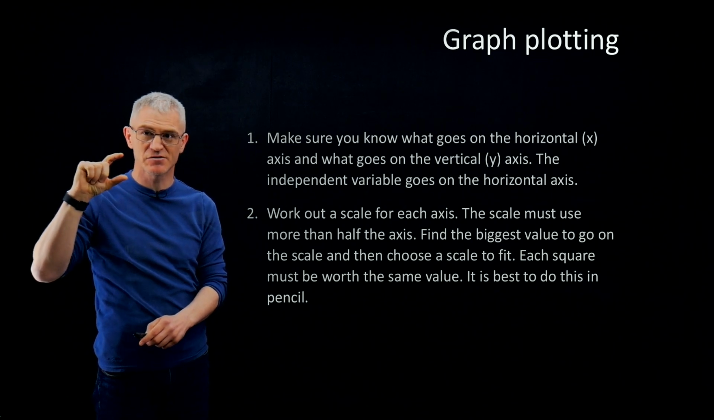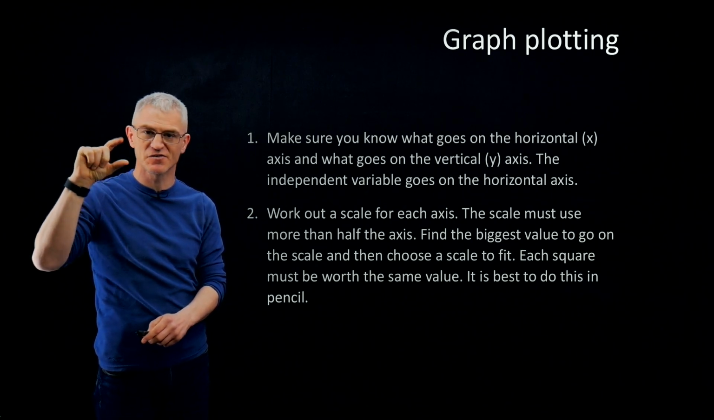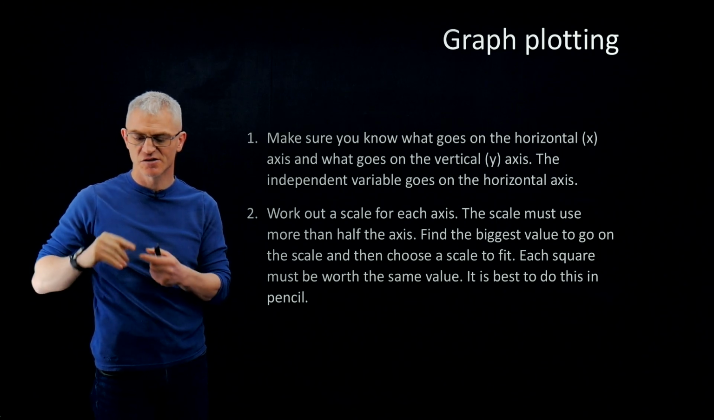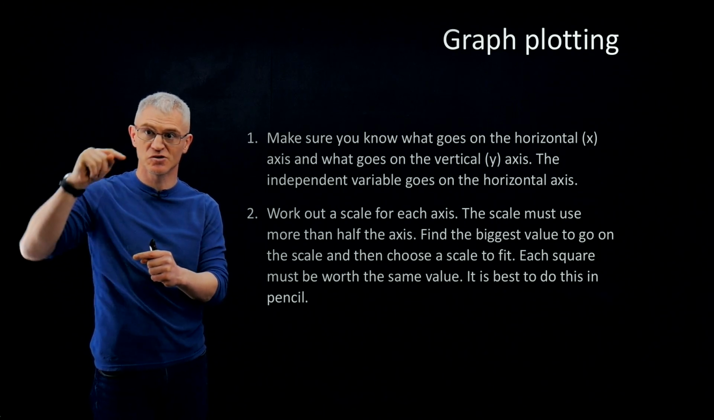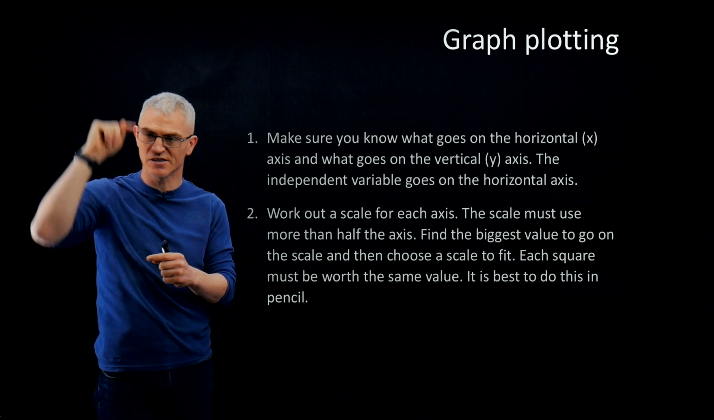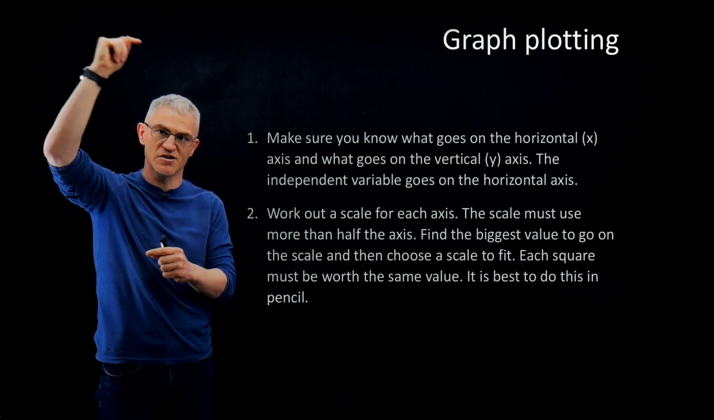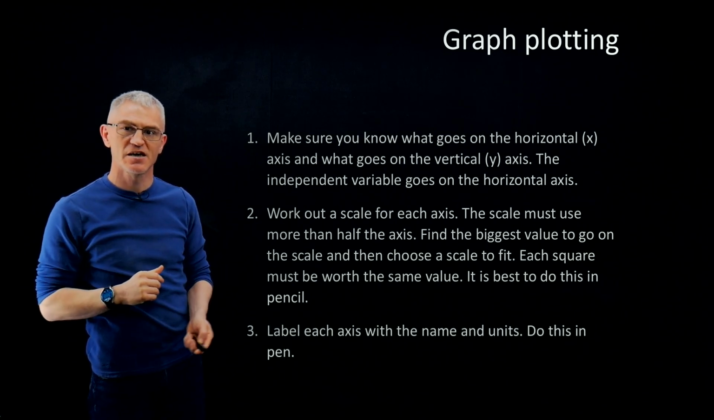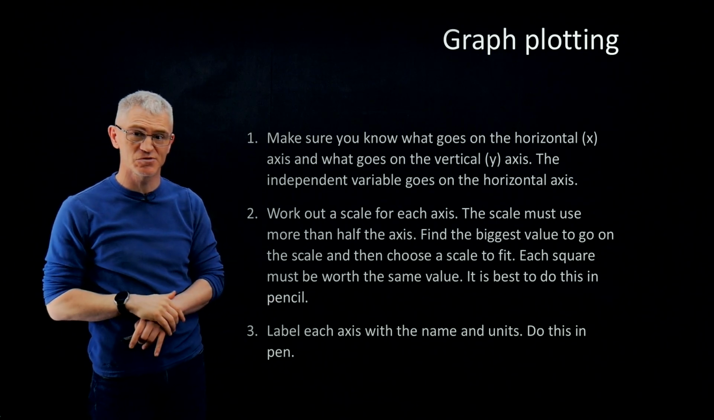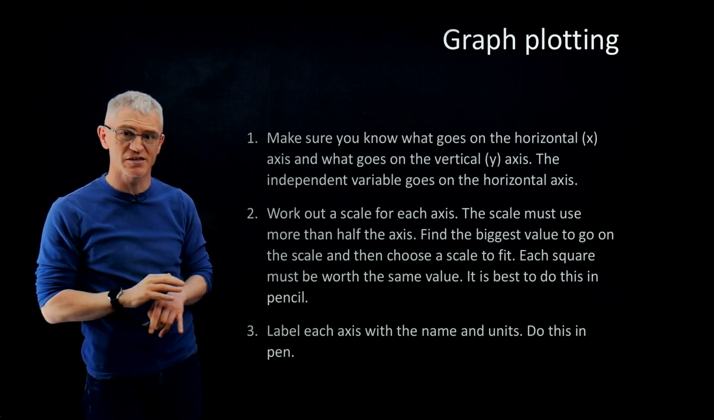And I think it's nice usually to have one square versus usually a tenth of one. So basically each set of 10 squares is 0, 1, 2, 3, 4, or 0, 2, 4, 6, 8, or 0, 3, 6, 9, 12. Okay, and it's best to do it in pencil. Label each axis with the names and the units. Really important you do that, the name and the units.